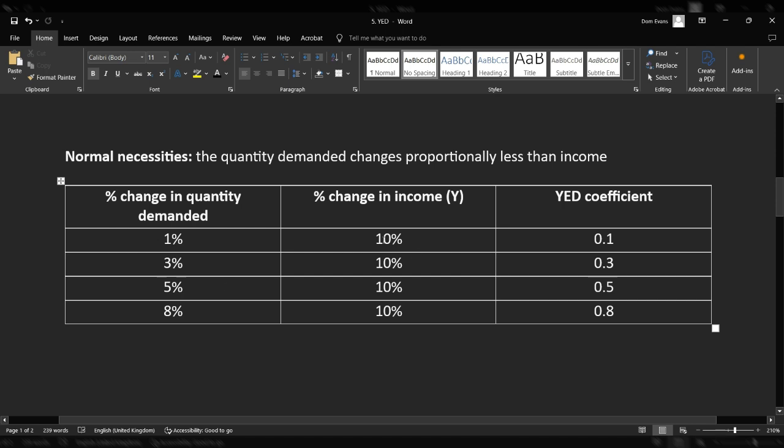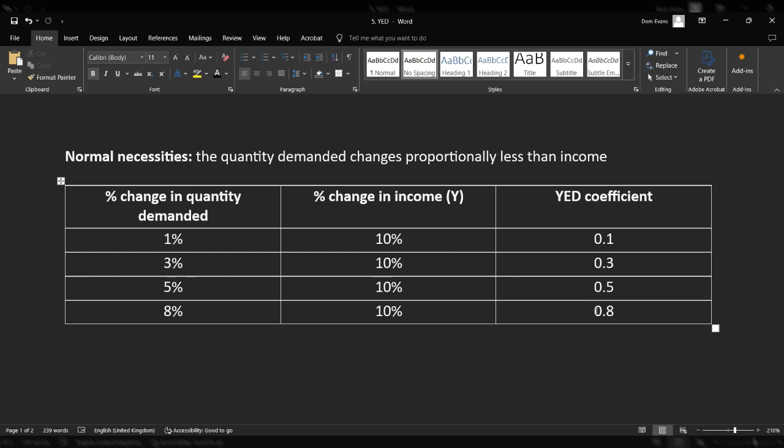So with our change in income of 10%, we're seeing 1%, 3%, 5%, 8% changes in quantity demanded. If the percentage change in quantity demanded is proportionally less than the change in income, you're going to get a positive YED coefficient, but it's going to have 0 point in front of it. In other words, consumers are buying more as incomes go up, but not that much more. So these are necessities.